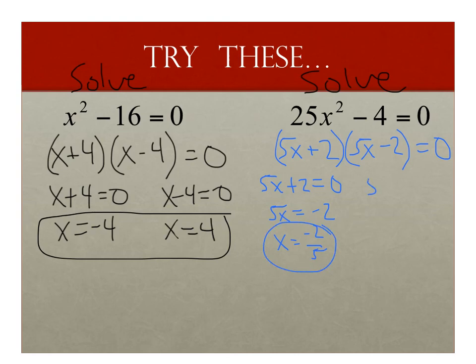And then for the next one, I have 5x minus 2 equals 0. So I get 5x equals positive 2. So divide by 5, and I get x equals 2/5. Bibbidi boppity, we're all good to go.